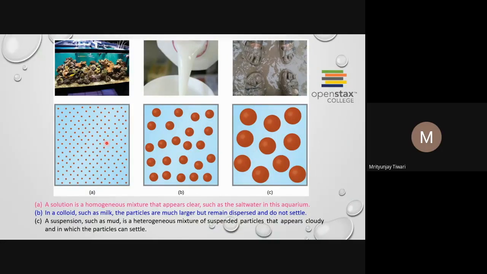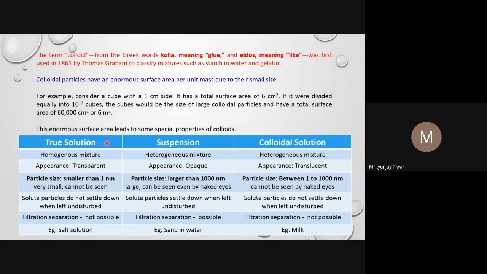But the solution is a homogeneous mixture because the components of this mixture are uniformly distributed. So a true solution is a homogeneous mixture. If you look at the appearance, the true solution is transparent. The solutions may be colored, but they are transparent.